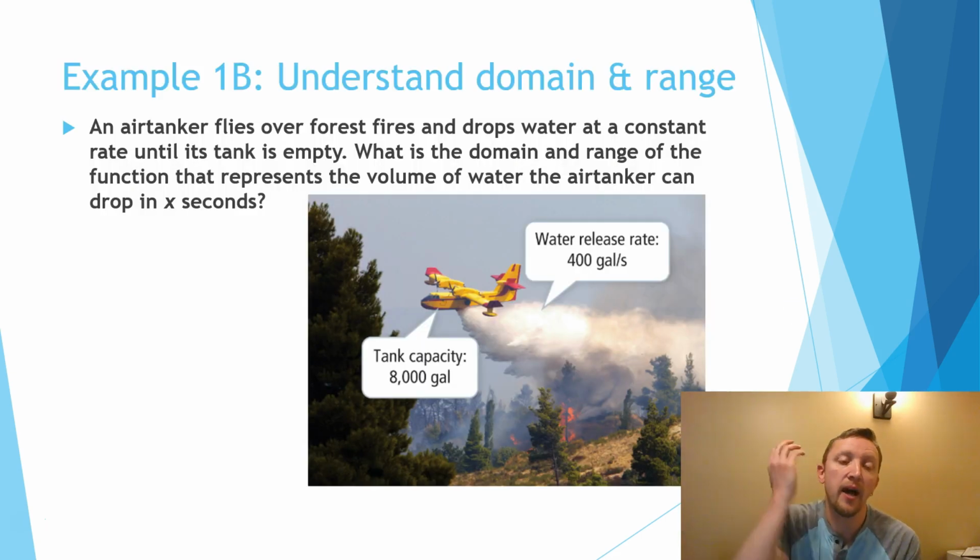All right, let's look at another example. Here it says an air tanker flies over forest fires and drops water at a constant rate until its tank is empty. What is the domain and range of the function that represents the volume of water the air tanker can drop in X seconds? Here we're given that the tank capacity is 8,000 gallons and that it releases at a rate of 400 gallons per second.